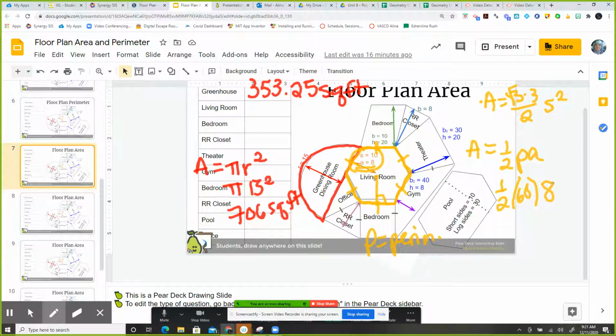Oh, I should have been able to do that in my head. Anybody do that? 240. Perfect. And that's also square feet. If I had 1 by 1 square tiles, it would take 240 of them to cover my living room. So my dining room is bigger than my living room. That's interesting. Everybody good? Ready to do bedrooms?